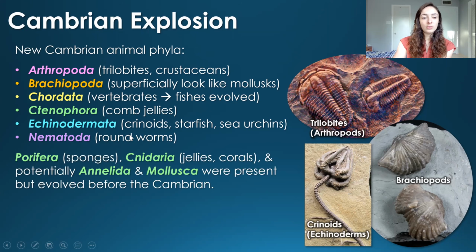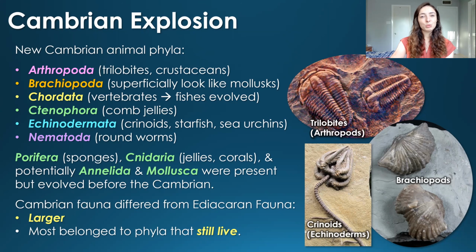Nematodes or roundworms evolved, and then missing phyla that aren't listed here, like porifera or sponges, cnidaria or sea jellies and corals, and annelids and mollusks were all present in the Cambrian, but had already evolved in the Precambrian, so they're not listed in the ones that came about in the Cambrian period. And I put potentially for annelids and mollusks because the references I saw showed that we're certain that porifera and cnidaria were around in the Ediacaran or the Precambrian, but we're not so certain about the annelids and mollusks, but we have relatively certain evidence for them being around in the Precambrian.